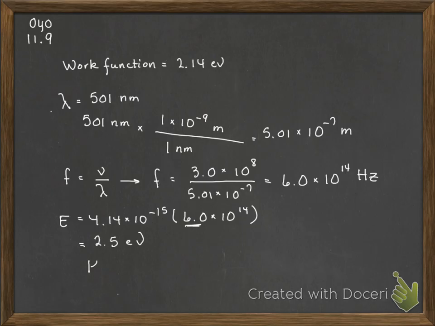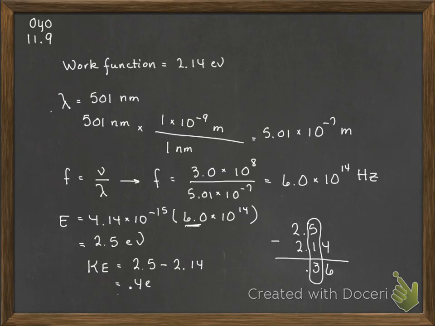So the kinetic energy that the electrons will have as they leave that metal is 2.5 minus the given work function. So we'll line those up just like last time. 2.5 minus 2.14. And here is where we round, and we get 0.36. So obviously the 6 bumps up the 3, leaving us with 0.4 electron volts.